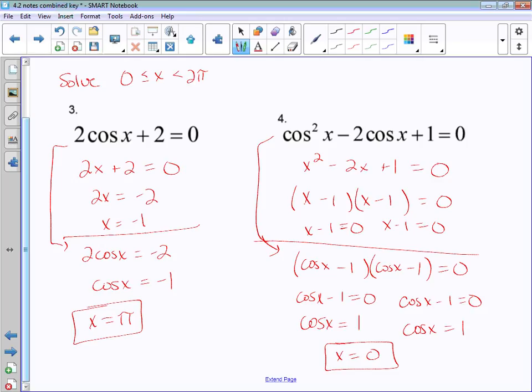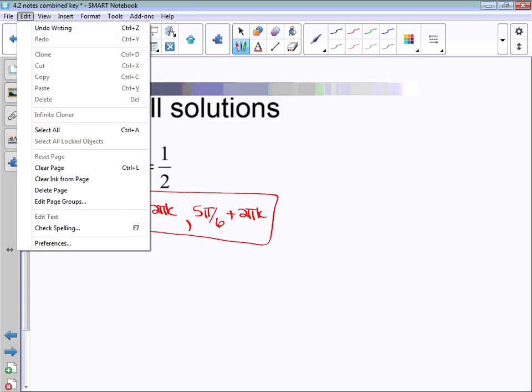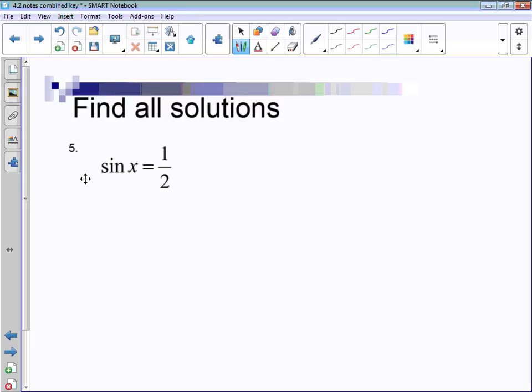Divided by 2, yes. Be careful that you don't ever divide by an x. Okay? Dividing by 2 is totally fine. Okay. All right, guys, questions so far? All right, do you see how your directions are different?